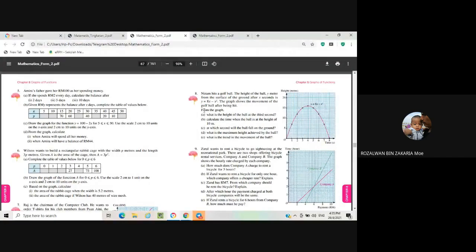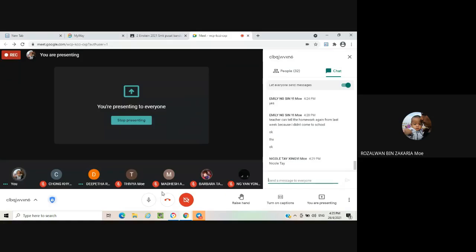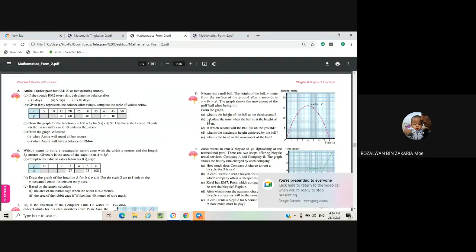Okay, for B. Nizam hit a golf ball. The height of the ball, y meters from the surface of the ground after x seconds, is y equals 8x minus x squared. The graph shows the movement of the golf ball after being hit. For B, calculate the time when the ball is at the height of 10 meters. 6.4 seconds. 10 meters, yes, dotted straight line.